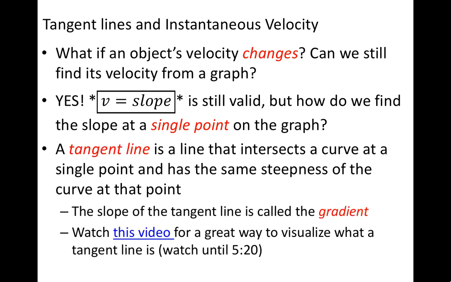For this, we're going to need what is known as a tangent line. A tangent line is a line that intersects a curve at only a single point and has the steepness of that curve at that point. You'll see this in a few pictures. It's easier to picture than it is to describe.